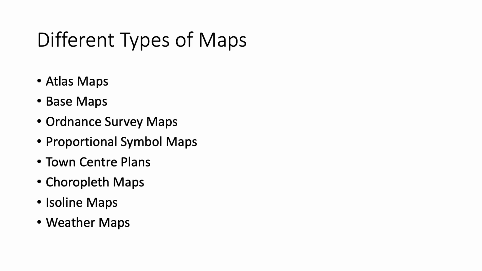There are a large range of different maps, and these different maps each have a different purpose. So atlas maps, base maps, Ordnance Survey maps, proportional symbol maps, town centre plans, Choropleth maps, Isoline maps and weather maps. And I'm going to talk through each one of those quite briefly, and then for your independent work you're going to investigate each of them in a bit more detail.